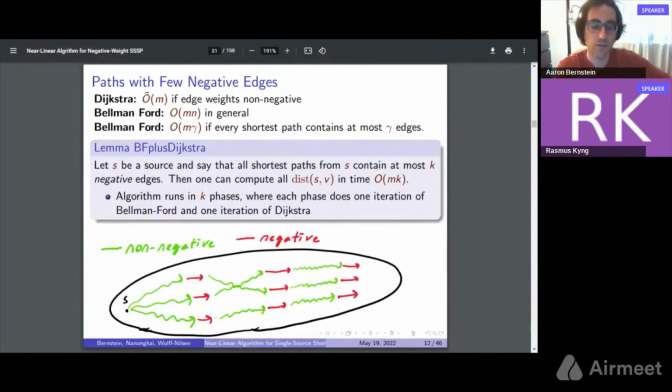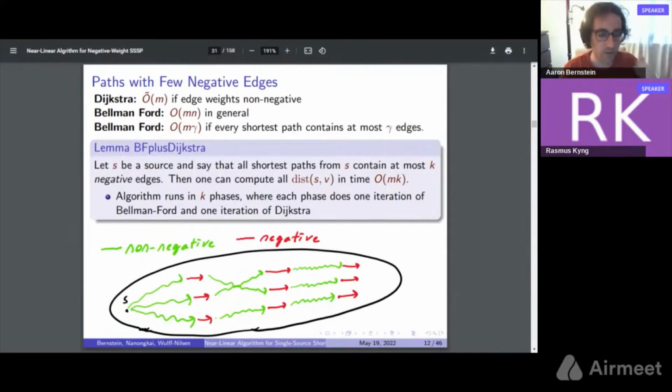Basically, you start with a source, and first you only explore the non-negative edges. So you just run Dijkstra's. And this gives you the shortest path with 0 negative edges. And then you just take all the negative edges and you run a single iteration of Bellman-Ford, meaning you just relax each negative edge once. You adjust the labels on each negative edge exactly once.